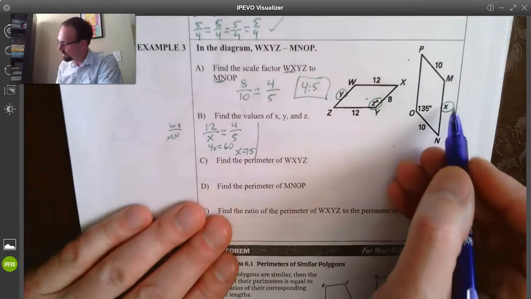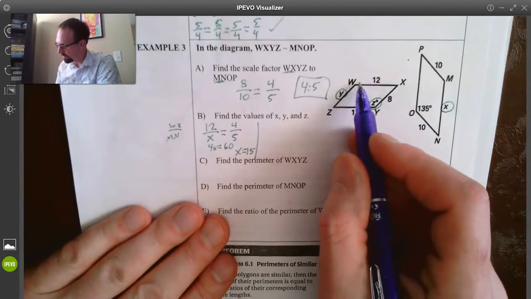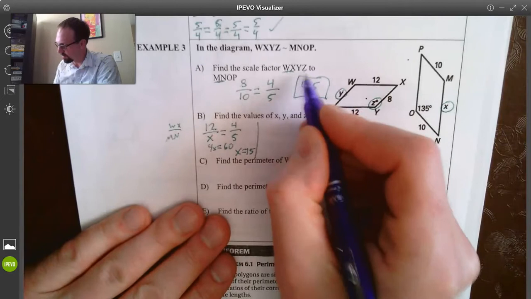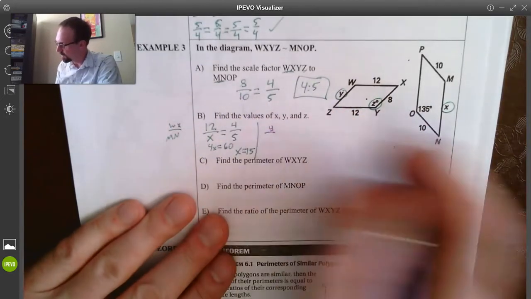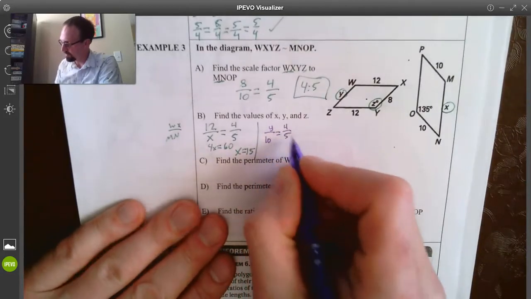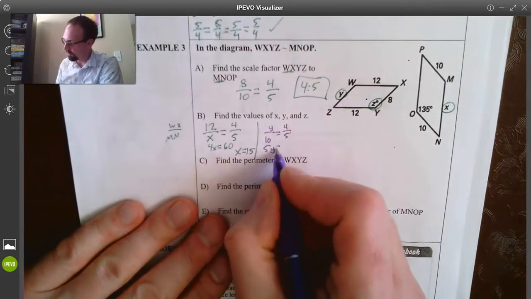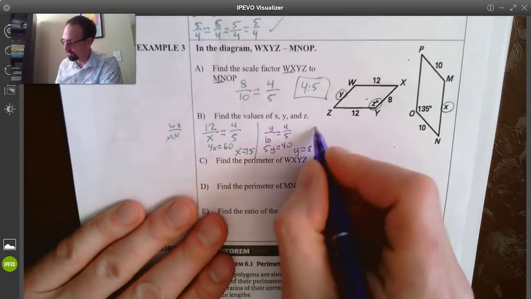Okay. So now y is, let's see, w to z or z to w. So this is the last and the first. So y over p to m, so that's 10, is equal to 4 fifths. So now I have 5y equals 40, divide by 5, and you get y equals 8.